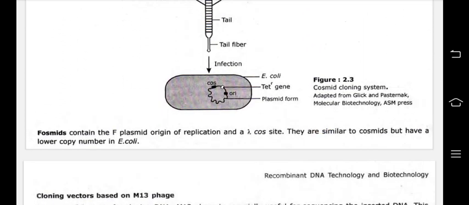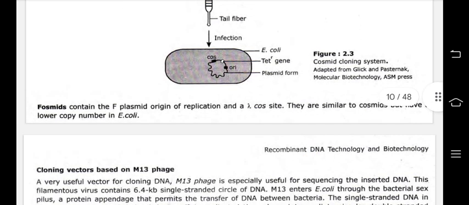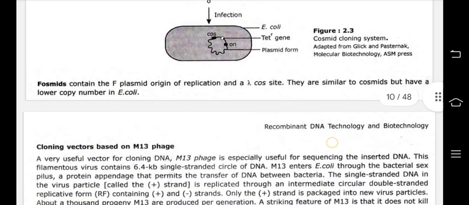Cosmid cloning system. Here we can see the F plasmid origin of replication. Fosmids contain the F plasmid origin of replication and a lambda cos site. They are similar to cosmids but have a lower copy number in E. coli.